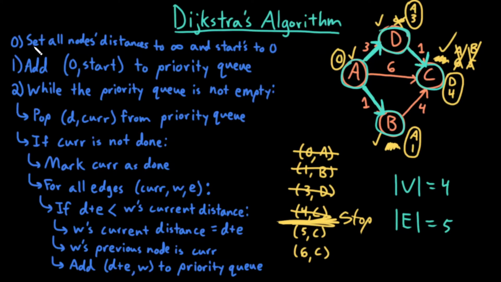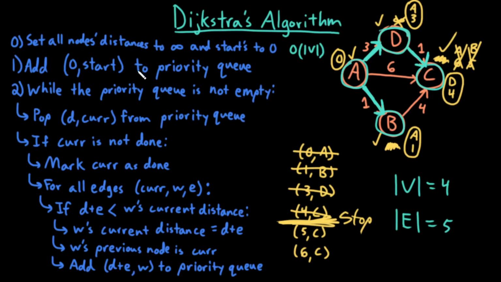So the first step is set all nodes' distances to infinity and set the starting node's distance to 0. So this step is big O of the number of vertices, because for each node, each vertex, I have to set some value to either infinity or 0.